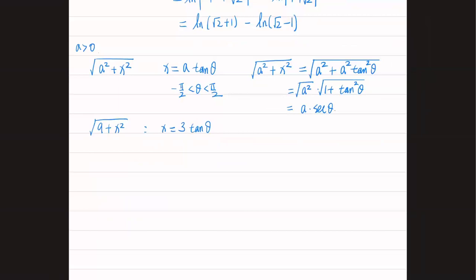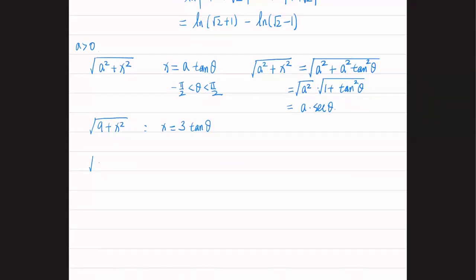Okay, another one. If you are given the following in the integral, the square root of 1 plus a squared x squared. Okay, Sophia, what substitution should we use? Yeah, we want to get rid of the square root. We use x equals 1 over a tangent theta. Again, the domain will be negative π/2 to π/2.